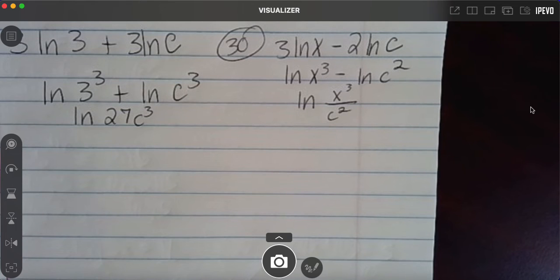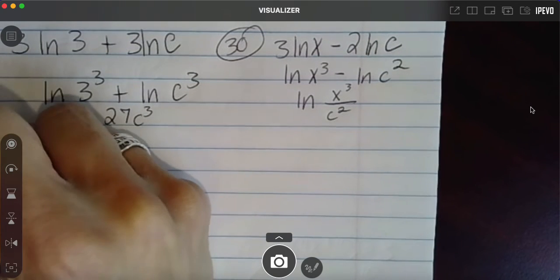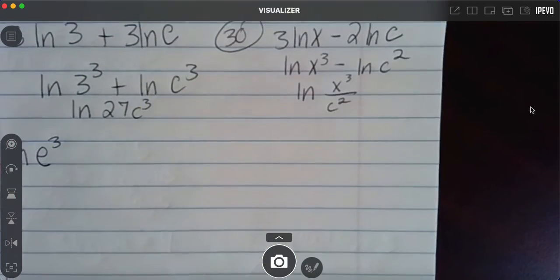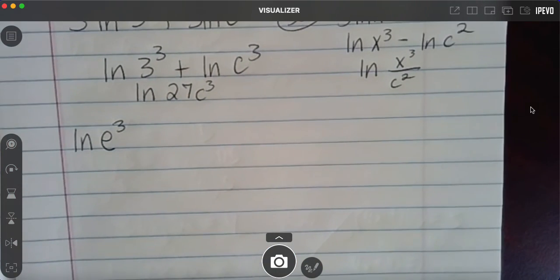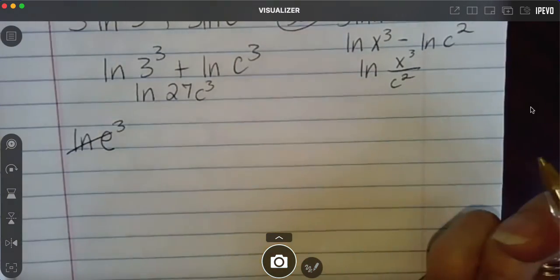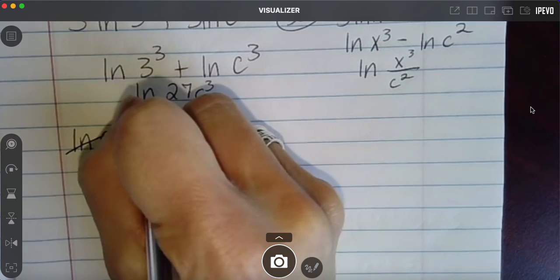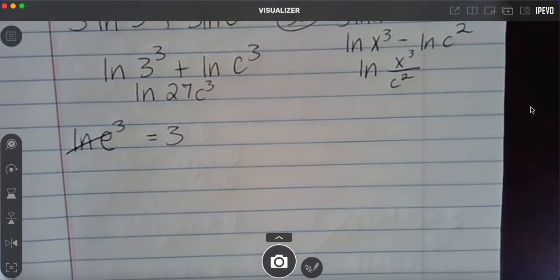All right. 31 should be everybody's favorite. What is the natural log of e to the third? What happens to natural log and e? They cancel out, because they're inverse functions. So it is just 3. Your answer is 3.